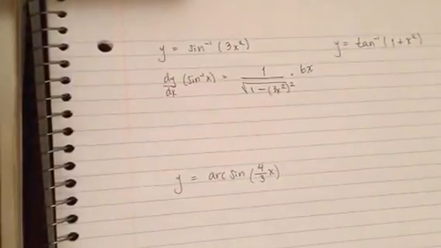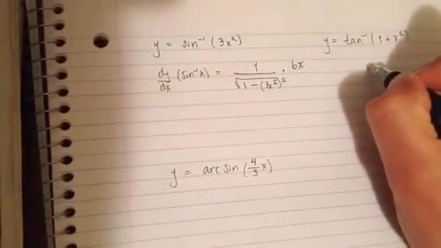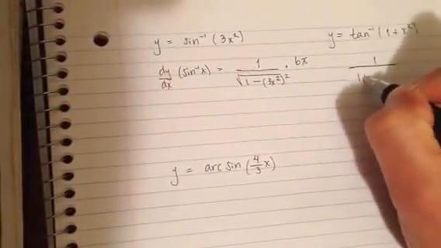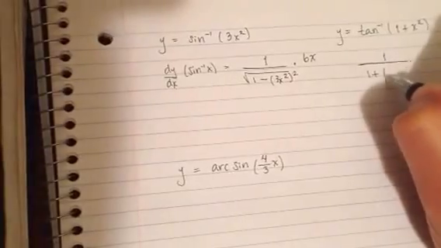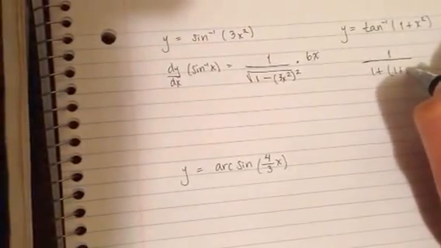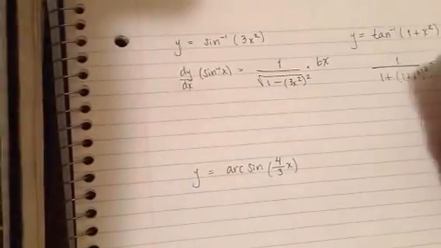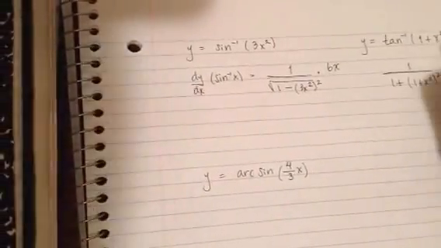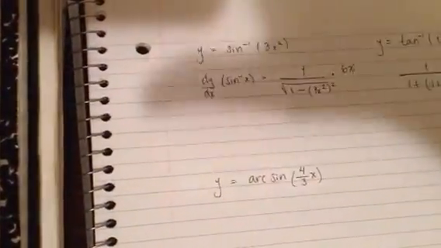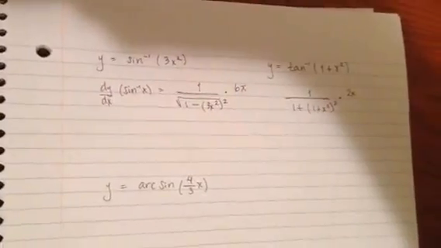What about tangent inverse? Tangent inverse is 1 over 1 plus x squared. Whatever's inside here, that's 1 plus x squared, quantity squared, times the derivative of the inside. What would that be? That would be 2x.